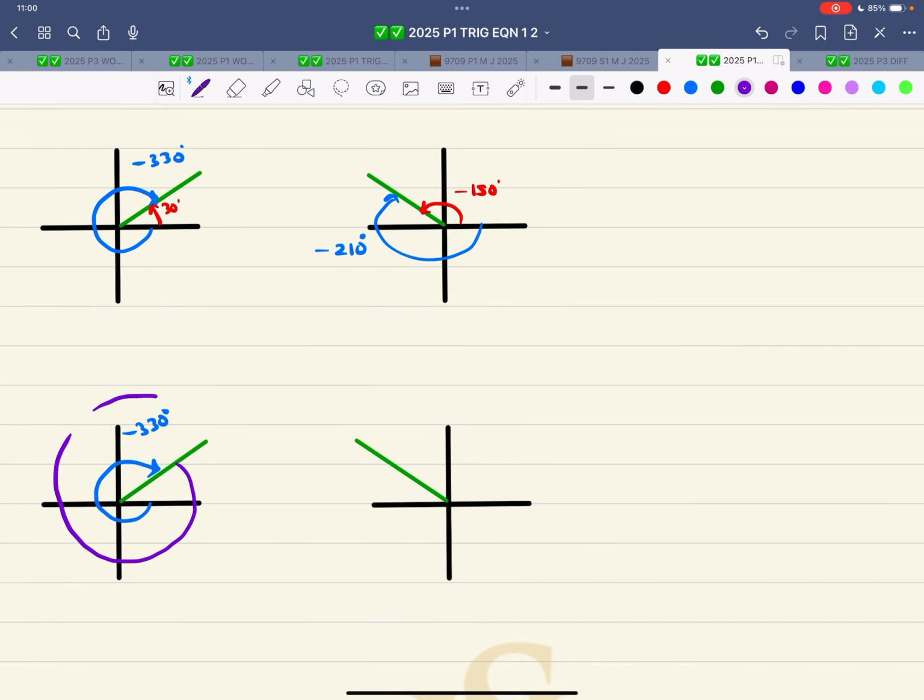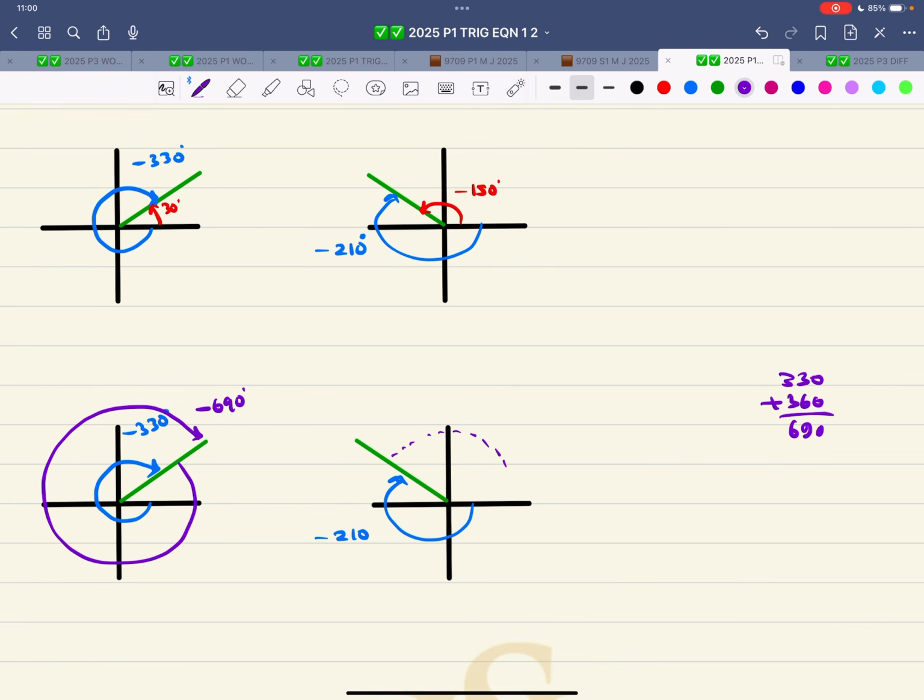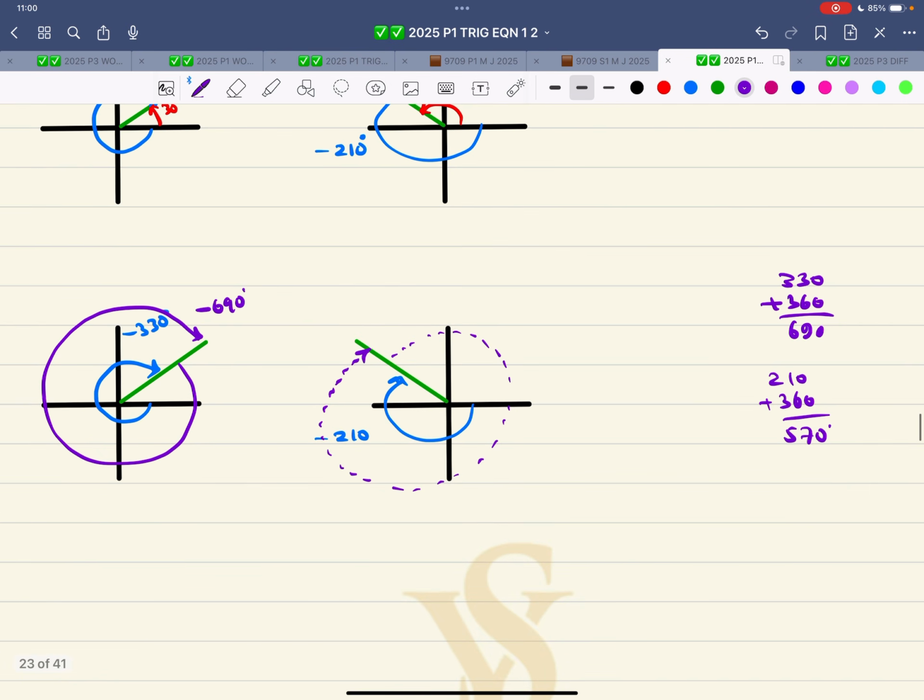So therefore, 330 plus 360, how much is that? That is 390 degrees. My bad. 330 plus 360, that is 690. So 690 degrees negative. 690 degrees negative is over here. Over here, this one is 210 degrees negative. Keep on going more. Keep on adding angles like this. We are going more round the revolution. We are adding 360. Just ignore the negative sign. So 210 plus 360. How much is that? That is 570 degrees. So this is negative 570 degrees.